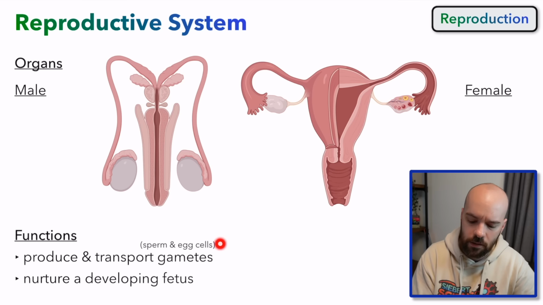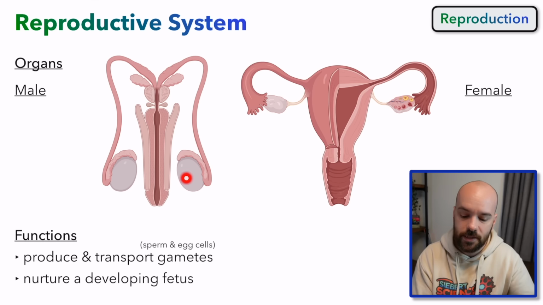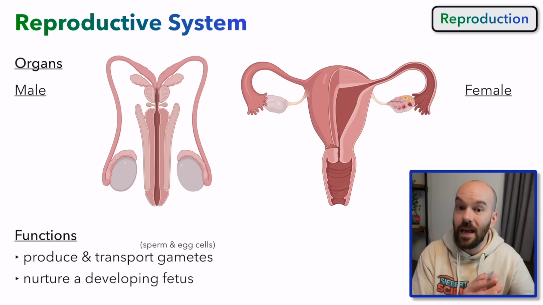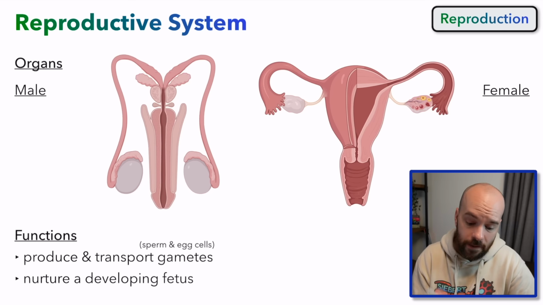Now, I didn't mention on here production of hormones, but of course these are producing hormones in the testes and the ovaries. I just added that to the endocrine system, but that's also of course involved in the reproductive system as well. Now let's take a look at the male reproductive system.